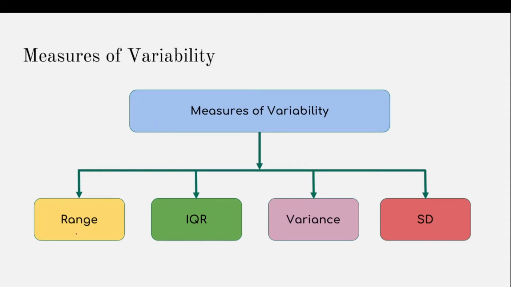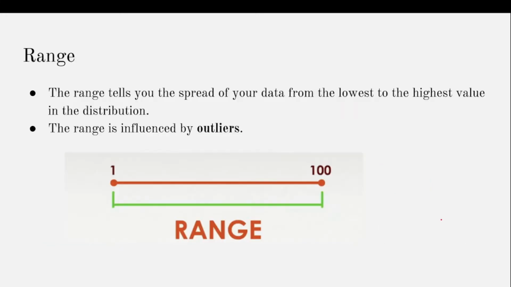The different measures of variability that we will be seeing are range, IQR or the interquartile range, variance, and standard deviation. Moving ahead to range. The range tells us about the spread of our data, that is, from the lowest to the highest value. Let us consider an example.